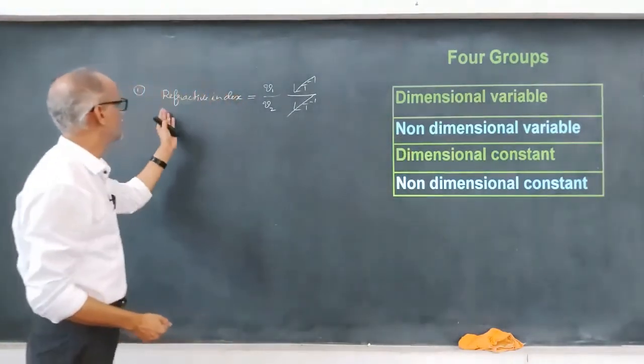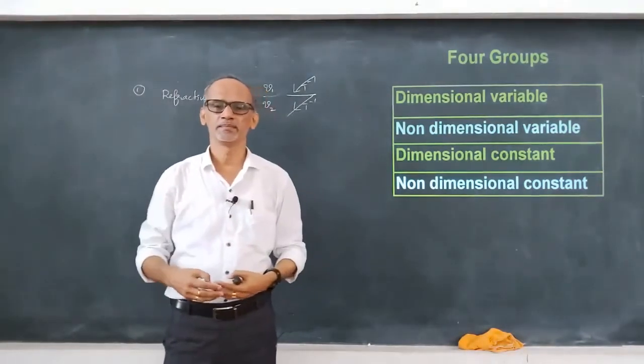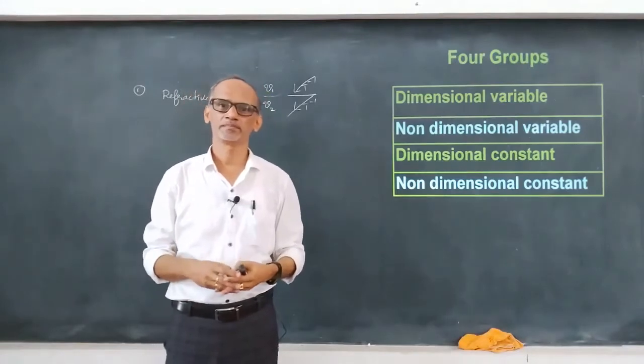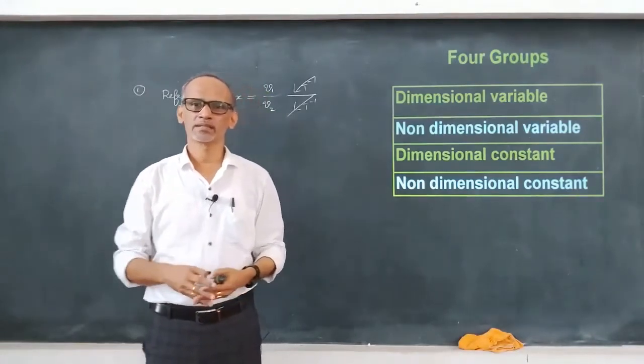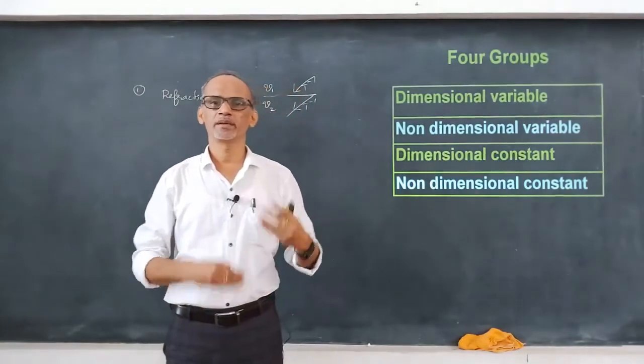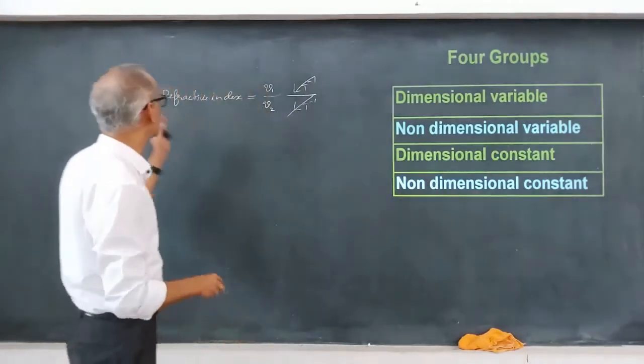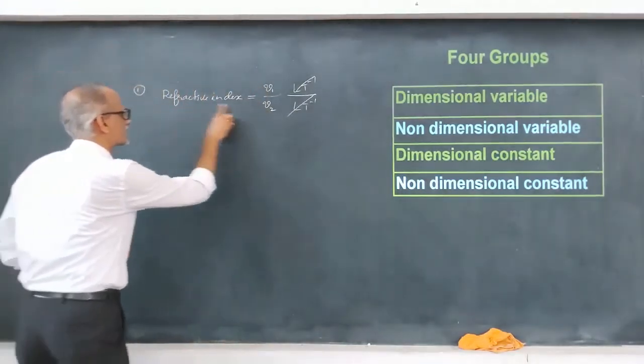But is it a variable? Yes, it varies, correct? It's because refractive index is different for different media. It's not the same for every medium. For glass, the refractive index is 1.5. For water, it is 1.33. For diamond, it is 2.4. It varies from medium to medium. So do we have any other example? Yes. So one is refractive index.